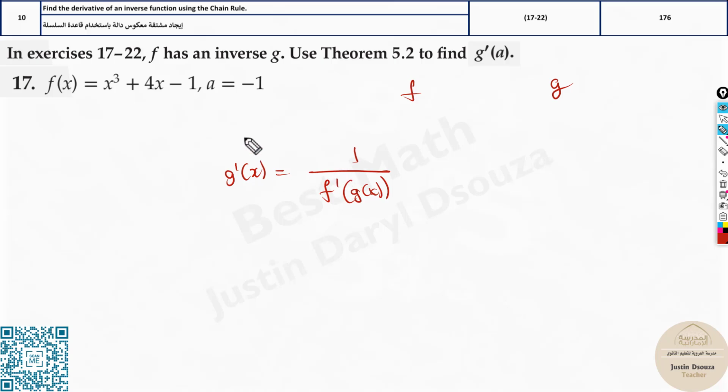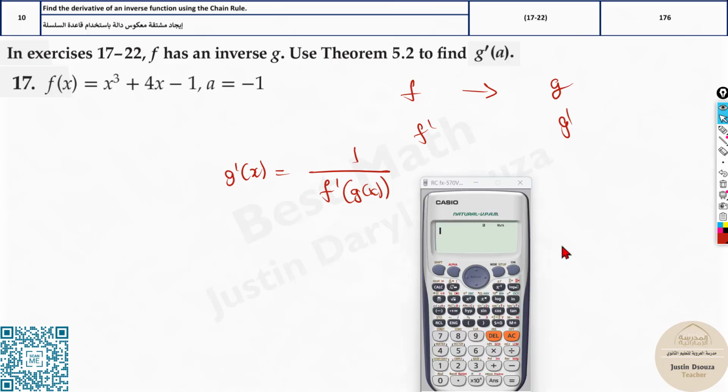So it's a little bit complicated. We have been told f, and the inverse is g. We need to know about the derivatives as well, isn't it? But f derivative is very simple. We can find it over here. But what about g derivative? That is what we need to solve from this given thing. Anyways, we'll do it step by step. Now let's take our calculators. This is the shortcut method.